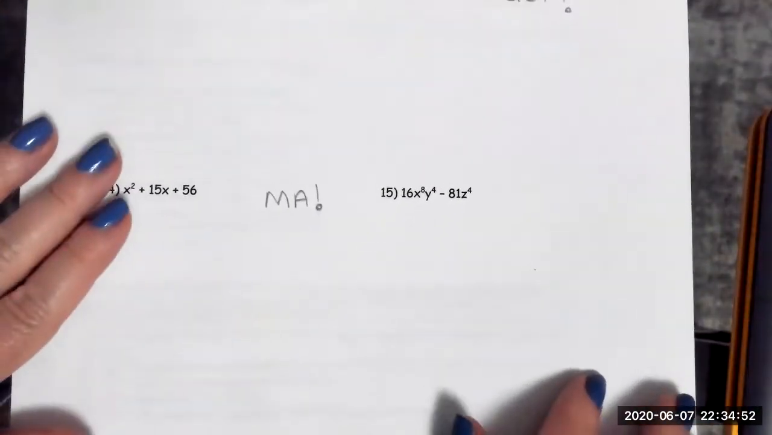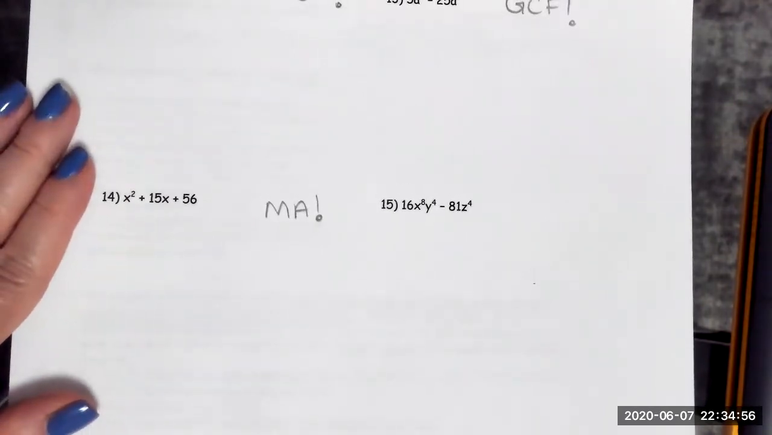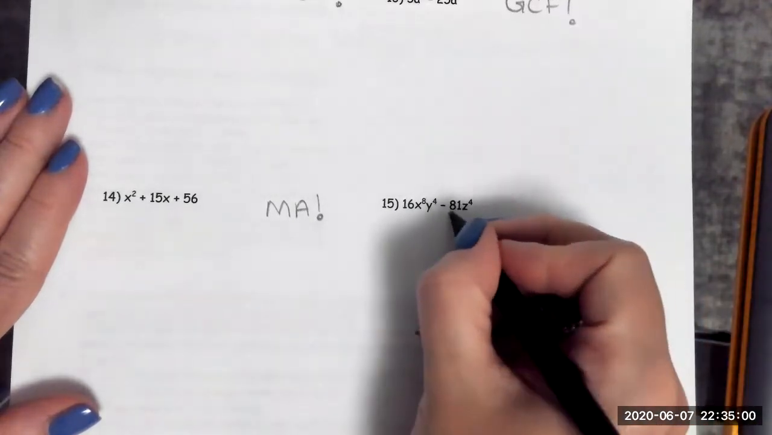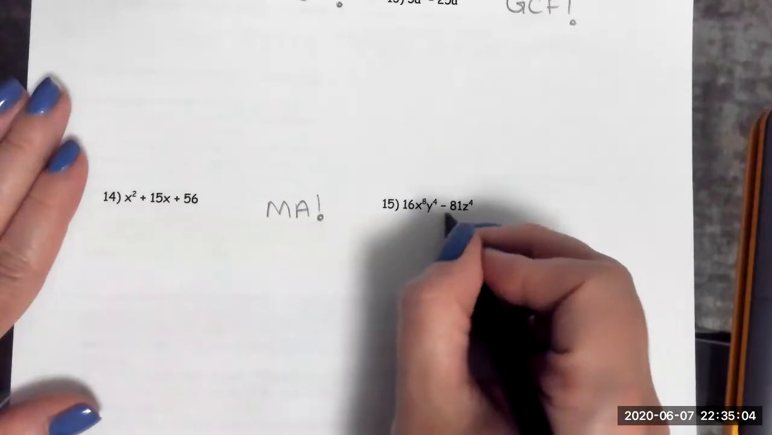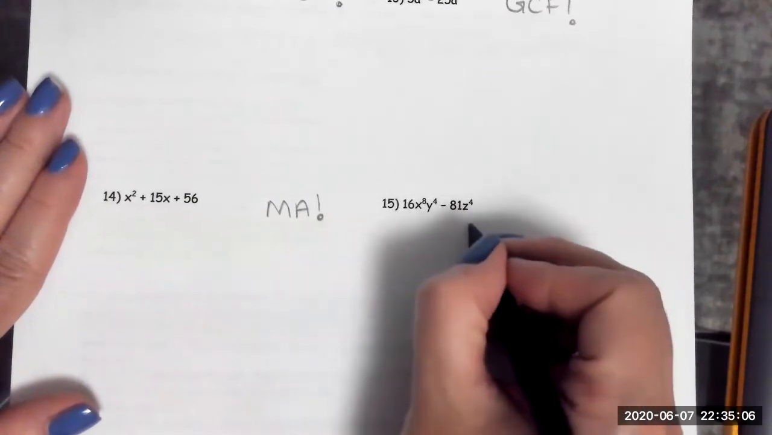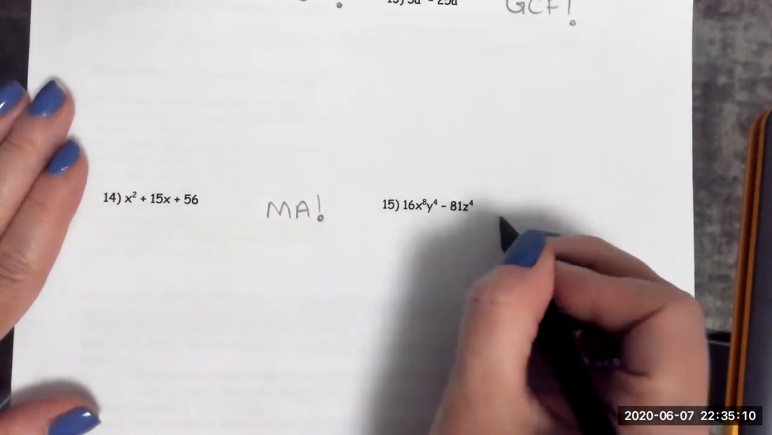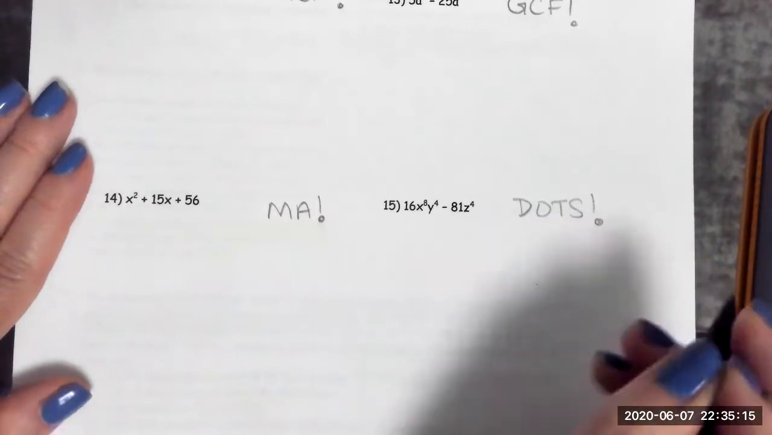Number 15. Do you see a number that you can divide into 16 and 81? I think we tried that already. So I'm going to say no, 16 and 81 don't have a common factor. How about the z's and the y's and the x's? Nope. So believe it or not, this is one term minus another term. I'm going to say that I think this is a difference of squares question.